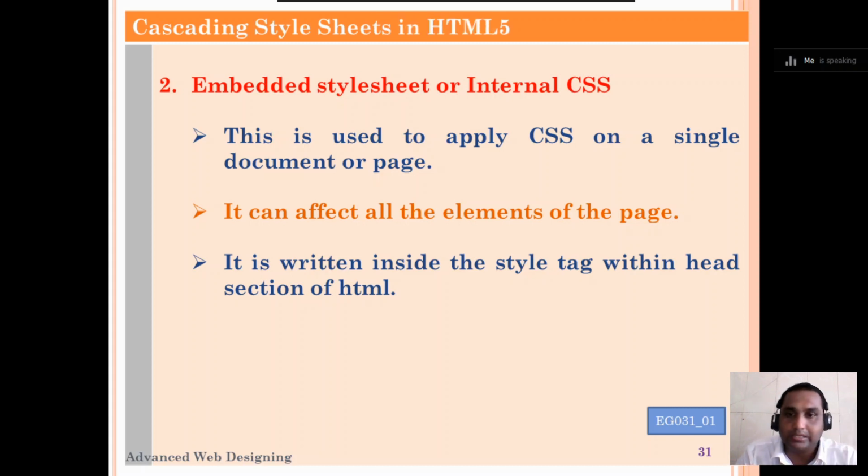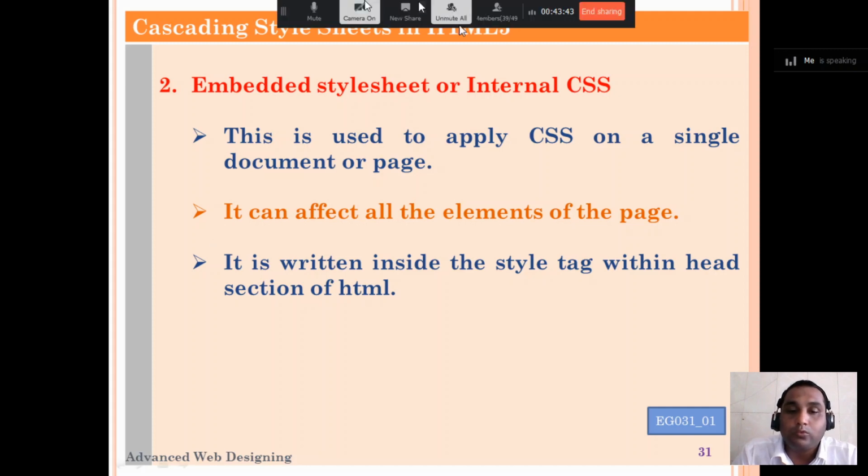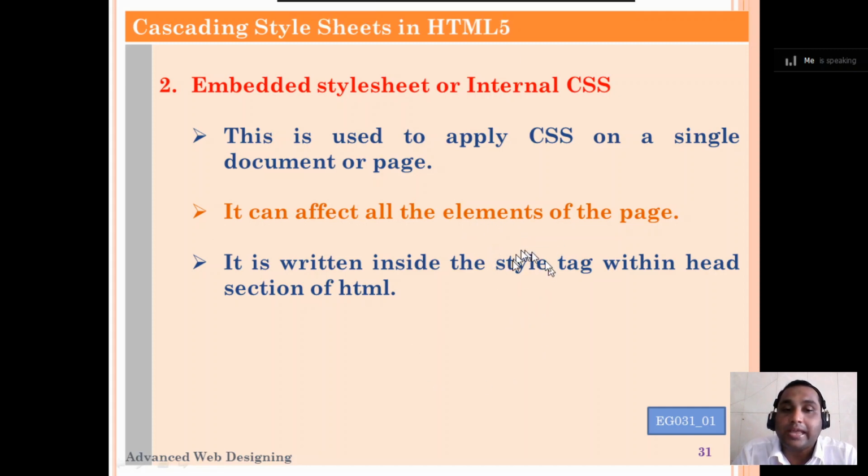Let us understand internal CSS now. This is used to apply CSS on a single document or a page. It can affect all the elements of the page. If there are 5 H1s or 5 H2s, all 5 will be affected. It is written inside the style tag within the head section of an HTML document. We should have a style tag which is defined in the head section of HTML. Very important, here you are learning the style tag.